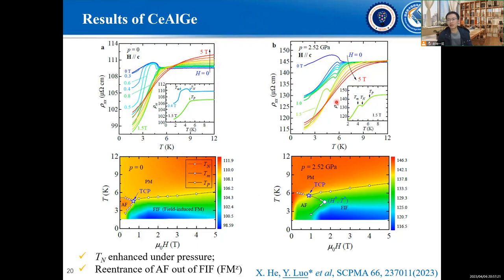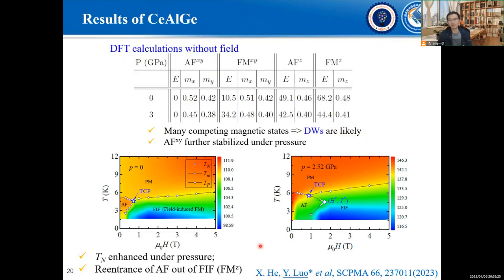But under high pressure, a different feature is that, for example, at 1.5 Tesla, we can see that it is already polarized before it enters the antiferromagnetic transition. And then this is followed by another Tm transition. So the phase diagram is different from the ambient pressure. The area of the antiferromagnetic region is much larger. And at some intermediate field, it enters the field-induced ferromagnetic phase, and then it re-enters the AFM phase. This re-entry of the AFM out of the FIF will be an important reason for the loop shift topological Hall effect.